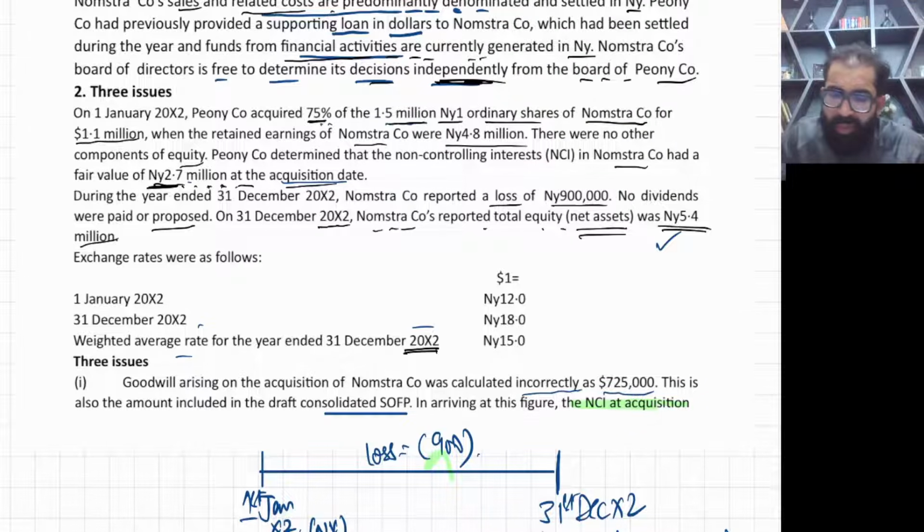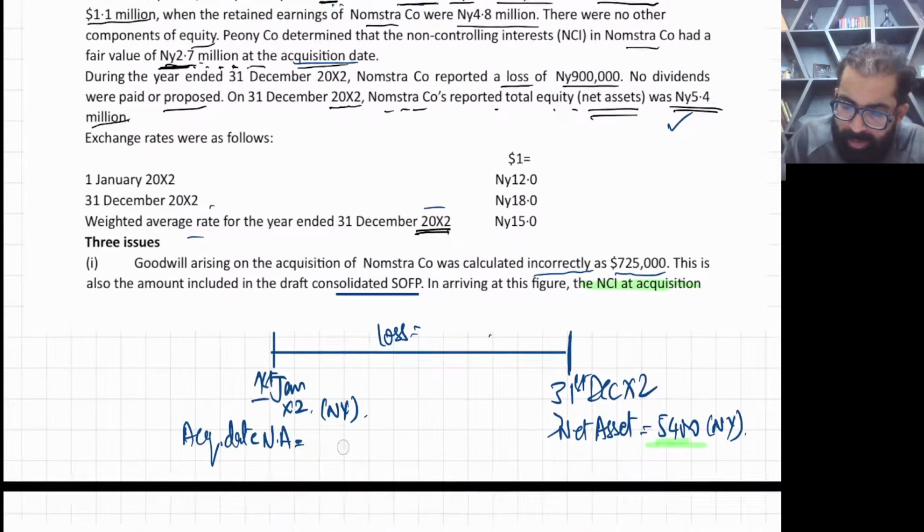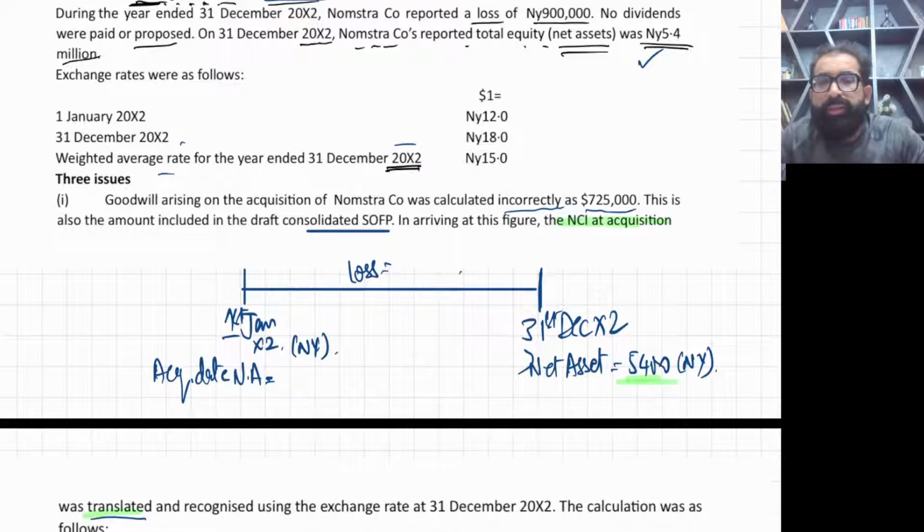Now be careful. See the screen. I'll try to go as simple as I can. Can you see this sketch? Yes, you can see. 1st January X2 is the acquisition date. 31st December X2 is the year end reporting date.